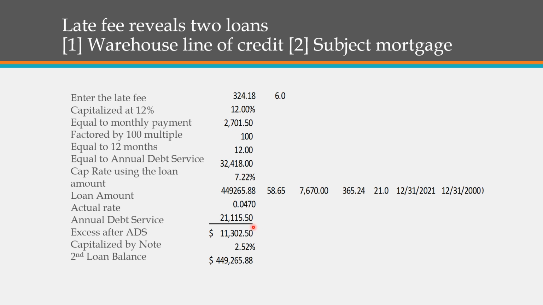If you take that and capitalize it by the warehouse line, which is what a lender uses to sell loans, the lender originates a loan off a warehouse line. The warehouse line is the obligation of the seller to the creditor. Those rates go for about 2.5%. If we capitalize that excess after annual debt service at 2.5%, look what you get. Second loan balance, $449,265.88. There's your mortgage. There's the commercial line of credit. There is the borrower's obligation. There is the seller's obligation. Seller's gone, not around anymore, so they're going to lump it into here.